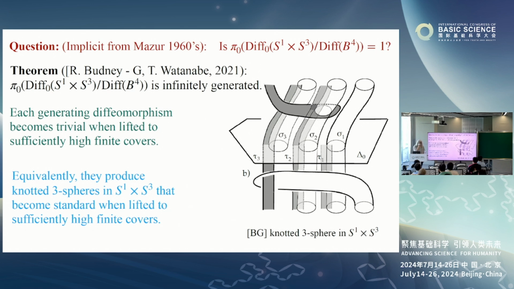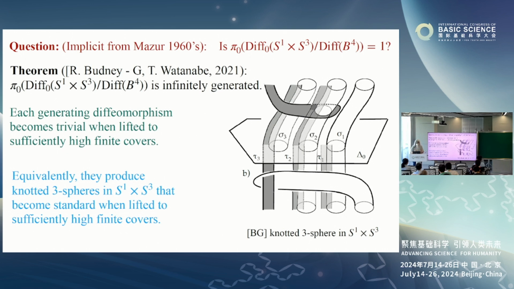But in fact, Ryan Budney, Tadayuki Watanabe and myself, in 2021, showed that if you look at the group of Diff of S1 cross S3, homotopic to the identity, modulo Diff of the ball, that is in fact infinitely generated. However, for all those diffeomorphisms, if you fix one of them, then when you pass to a finite cover, it suddenly becomes isotopically standard.